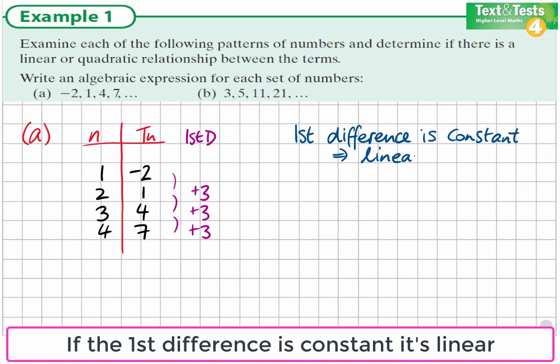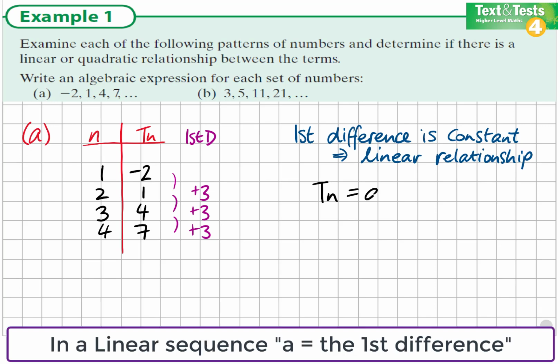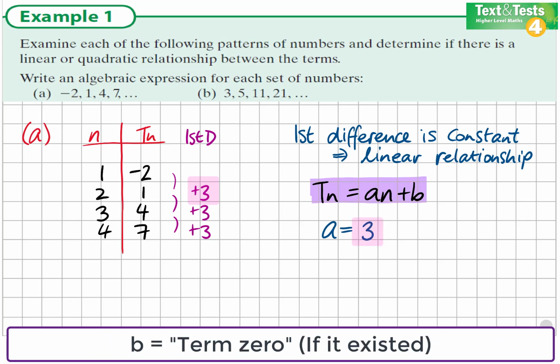Linear relationships have the shape that term n would be equal to an plus b, just like y equals mx plus c. This an plus b is the shape of a linear relationship. So we want to find out the value of a and the value of b. A is the first difference in a linear relationship. So straight away we can write a equals 3.